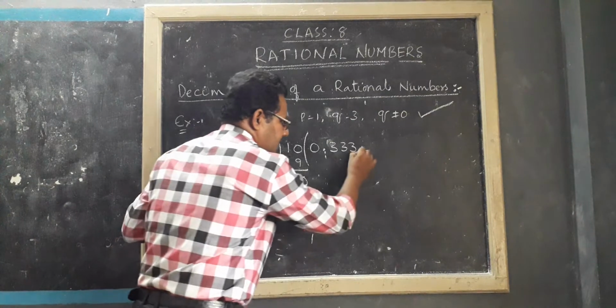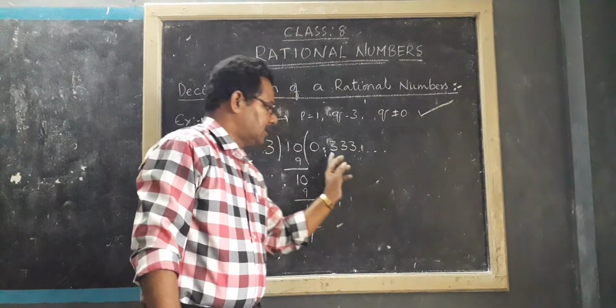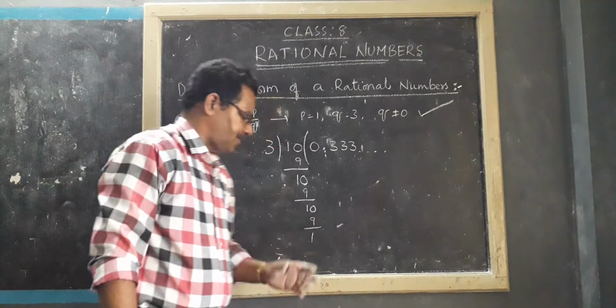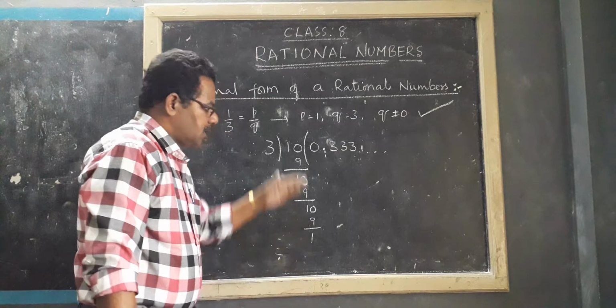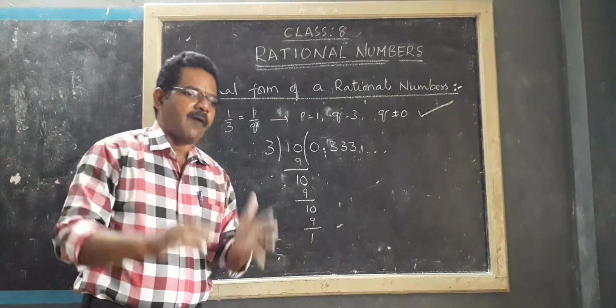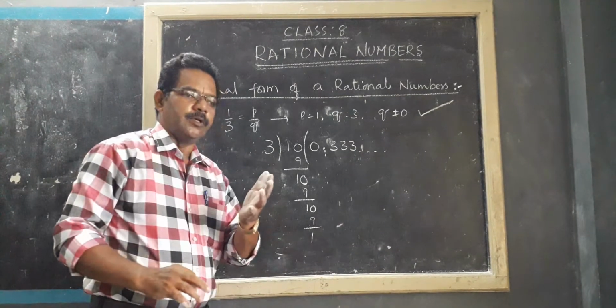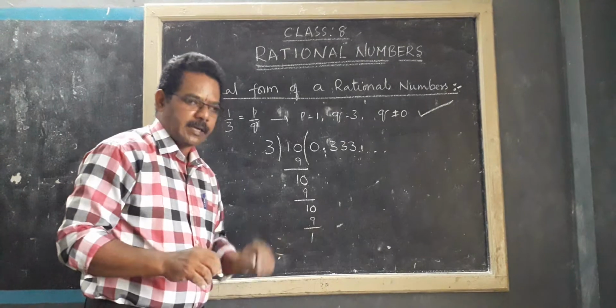1 remainder. So this quotient is continuing like this: 3 3 3 3 3. The remainder we are always getting is 1 1 1 1 1. So this cannot be stopped anyway. If you continue any number of times, it will be continued. It will not be stopped. That means we cannot get 0 as the remainder.